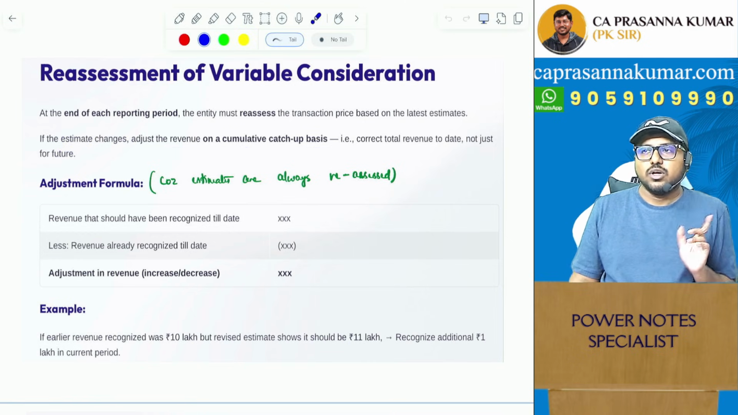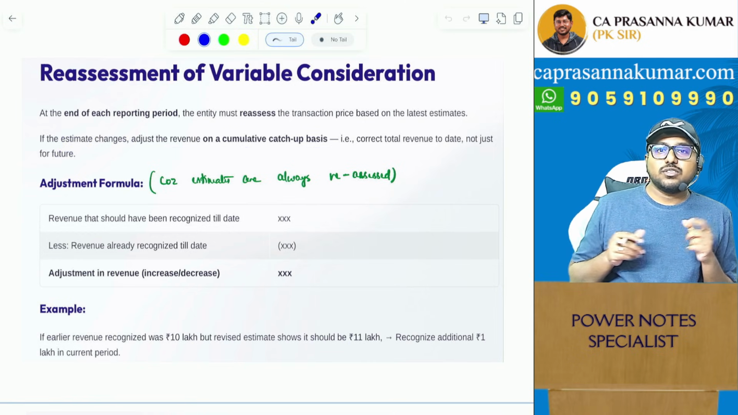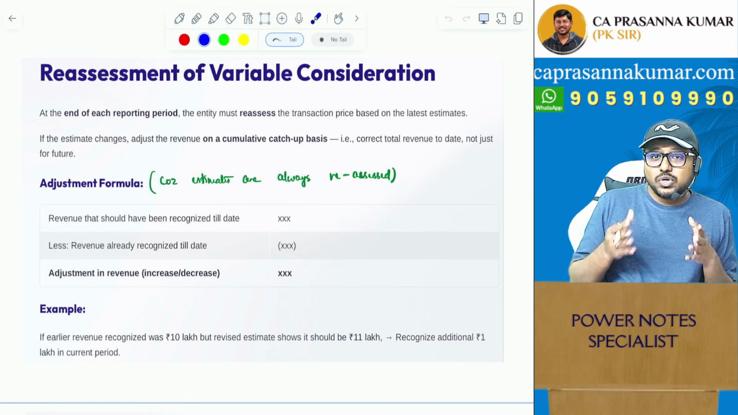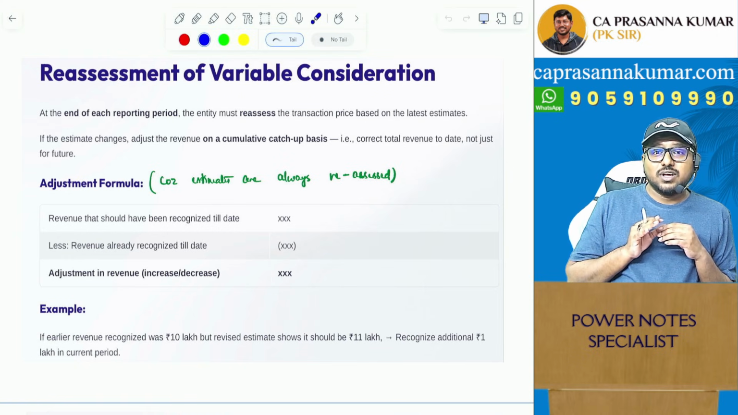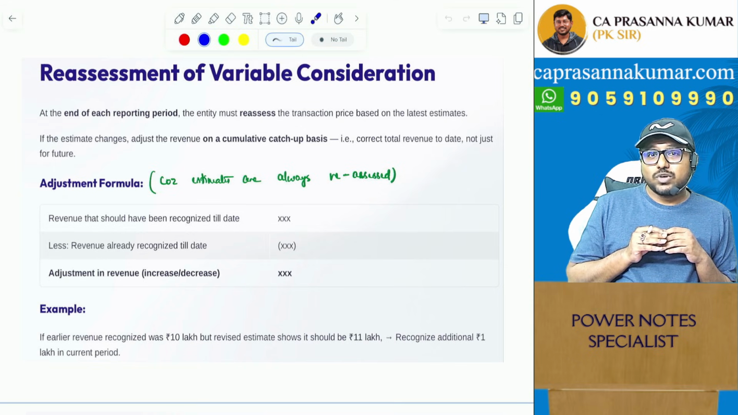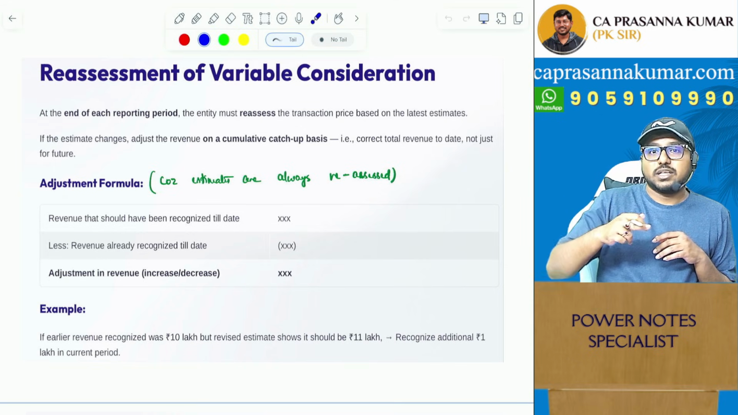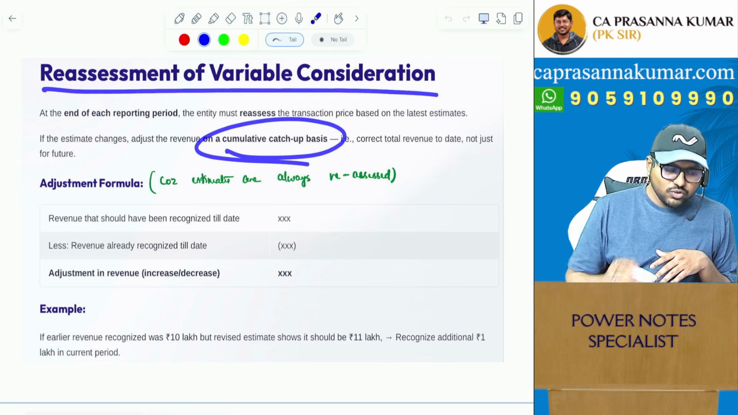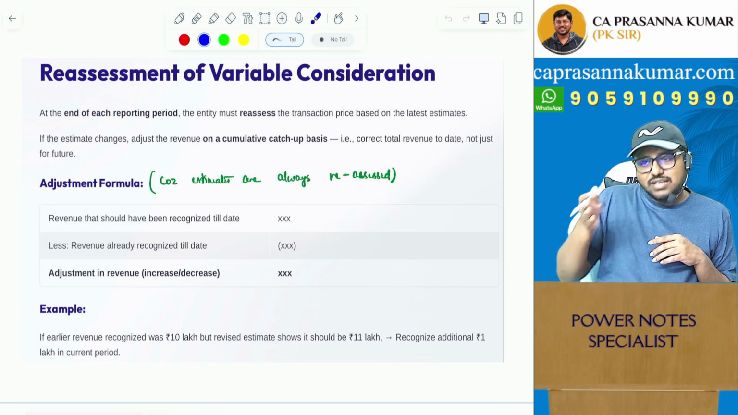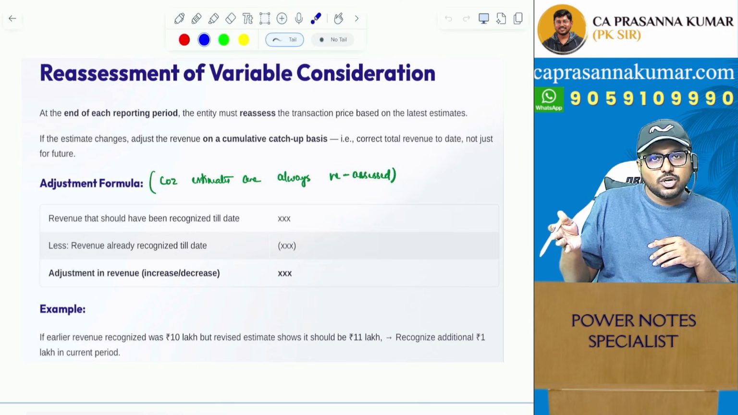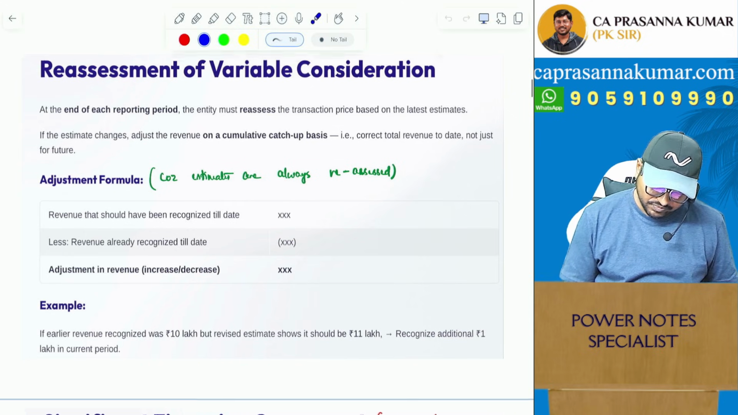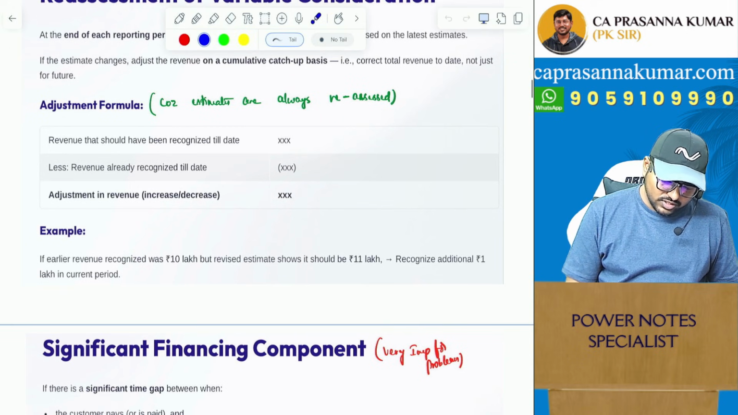This is also important. Whenever there is a reassessment of variable consideration, in step 1 for contract modification, we have seen one scenario where there is no distinct service, where there is no new service, and all those kinds of things. In that case, we do the change retrospectively, on a cumulative catch-up basis. Here also, we have to do the same thing. When you do reassessment of variable consideration at the reporting date, that is on 31st March, you do the change retrospectively. Go back and change from day 1. Okay, so this is how it works.